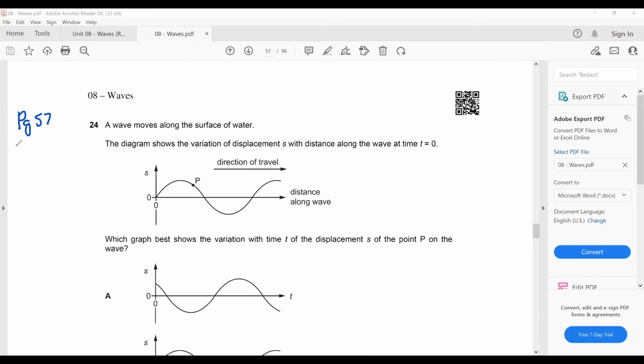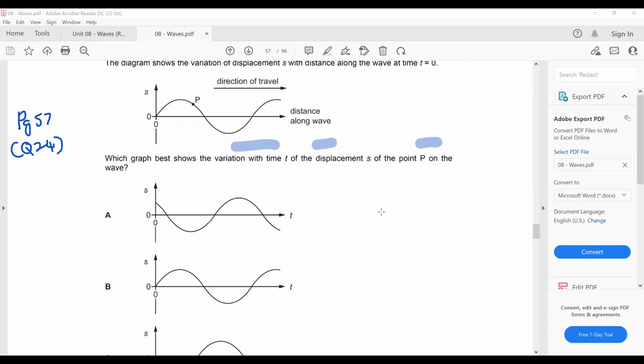Page 57, question 24. All right, now you have a wave that moves along the surface of water. The diagram shows you the variation of displacement with distance along the wave at time t equals 0. So this is a displacement distance graph when t is equal to 0. Right now they're asking you, which graph best shows the variation with time of the displacement of point P on the wave?